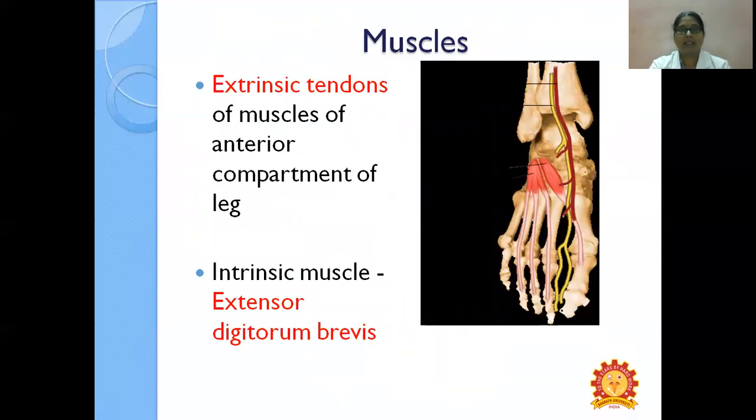What are the muscles we see here in the dorsum of the foot? There are the extrinsic tendons of the muscles of the anterior compartment of the leg, and the intrinsic muscle, the only one, is the extensor digitorum brevis. Apart from this, you will see the tendons of the anterior compartment of the leg which pass through the dorsum of the foot. So these are the contents. The muscle is the extensor digitorum brevis.